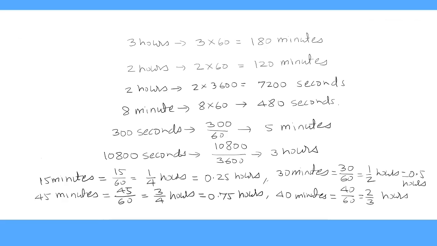Similarly, we can convert 12 minutes into hours, which is 12 upon 60, which is equal to 1 upon 5 hours, and so on. So we can convert hours into minutes, minutes into seconds, seconds into minutes, and seconds into hours by this method. Now to convert speeds from kilometer per hour to meter per second, we have to multiply kilometer per hour by 5 upon 18.